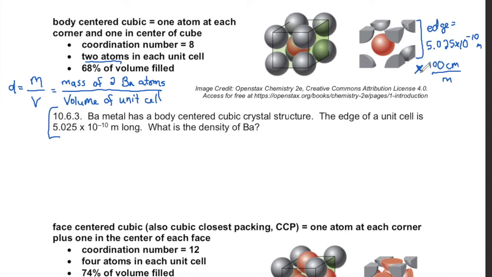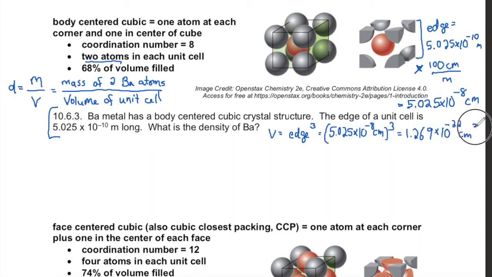If you cube the edge first and you get cubic meters, then you need to use this conversion factor 3 times, or you need to cube it. So I'm going to go ahead and use it first before I find the volume. So the edge is 5.025 times 10 to the negative 8 centimeters. And the volume is the edge cubed, which is 5.025 times 10 to the negative 8 centimeters cubed, which is 1.269 times 10 to the minus 22 cubic centimeters.